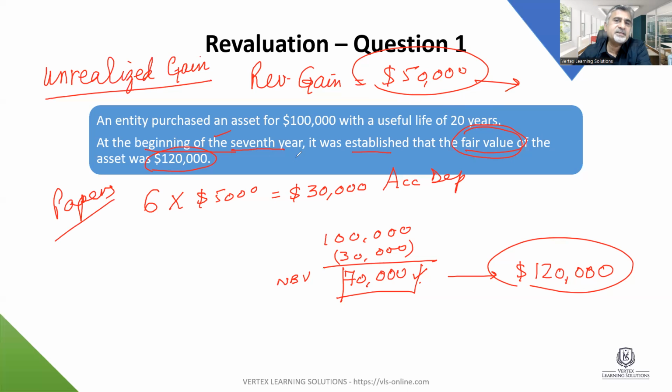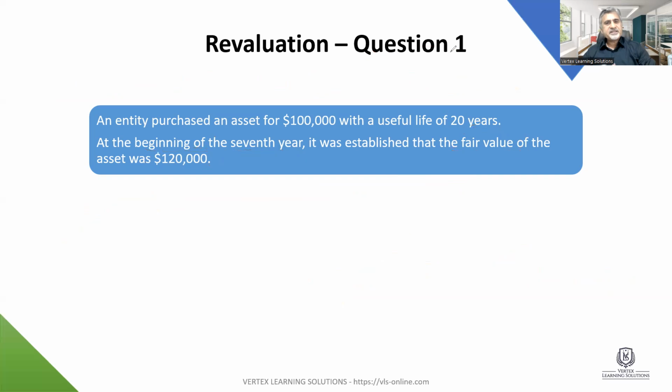In the books, it is there. On the balance sheet, it is there. But it is not physically available in the form of cash. So we call it an unrealized gain. Okay. So revaluation gain is an unrealized gain. $50,000 of revaluation gain we made under this situation.